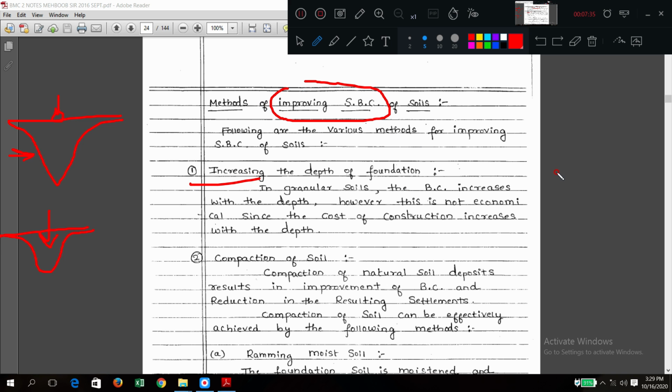First is increasing the depth of foundation. How to understand? By taking the depth of foundation a little deeper, you get more area exposed which is strong. That is why bearing capacity increases with depth. So by increasing the depth of foundation, you can improve the SBC. But it is not economical. Why? As you go deeper and deeper, the cost is also increasing. That is why it is not economical.